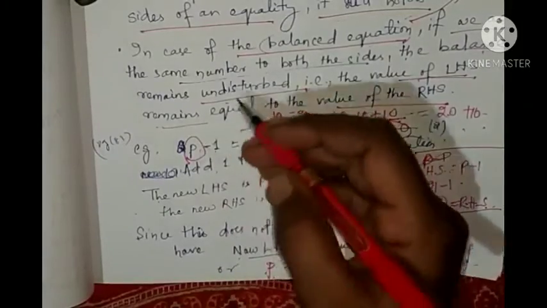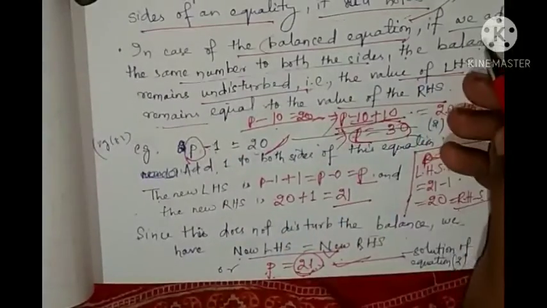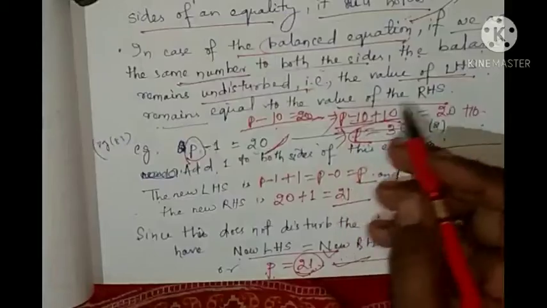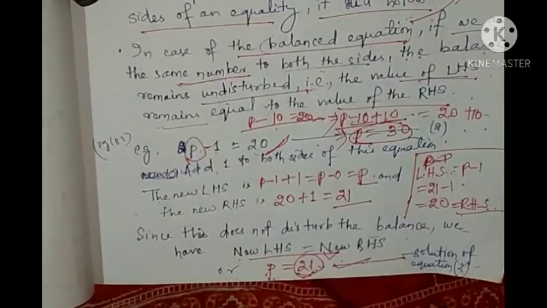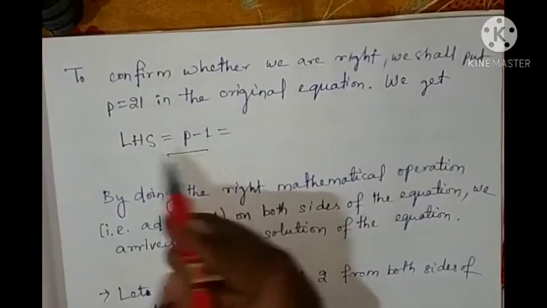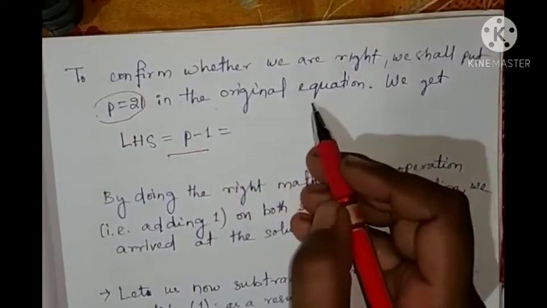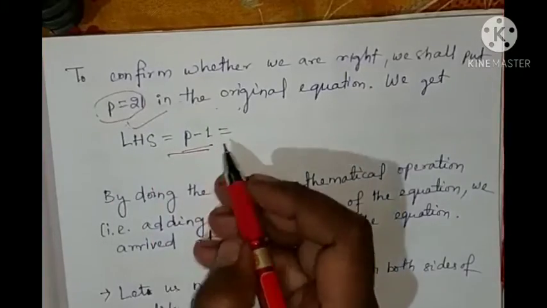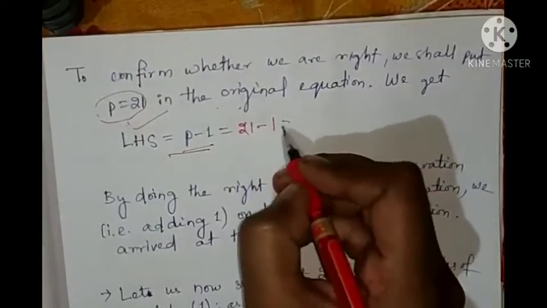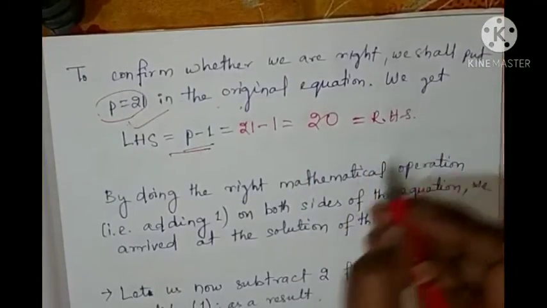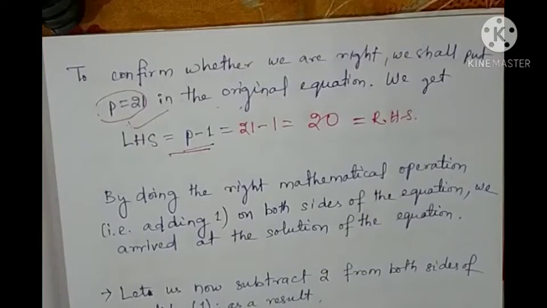So look here, by adding the same number to both sides of the balanced equation, we'll get the value of the variable. Next we'll see the next operation. We have already confirmed this: P equal to 21, we put this solution in the equation. LHS equal to P minus 1, the same thing, 21 minus 1 equal to how much? 20. And 20 is what? RHS.